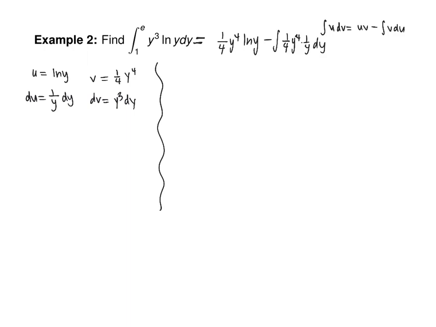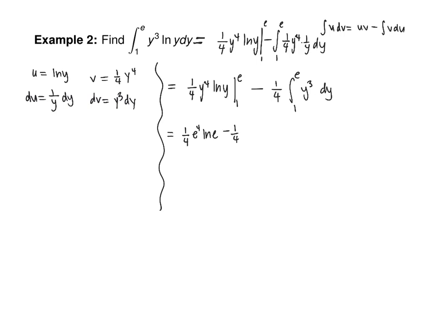And so those bounds. This first portion has no more integration, so you have to put the bounds there, 1 to e. The second one, put the bounds there. So just writing that a little bit more nicely so you can see it. 1 fourth y to the fourth, natural log of y, 1 to e, minus 1 quarter, integral 1 to e, and then simplify that thing inside your integrand. y to the fourth times 1 over y is y cubed. Awesome. Now we can evaluate this first part and then integrate that second part. So this will be 1 quarter e to the fourth ln of e minus 1 quarter ln of 1.